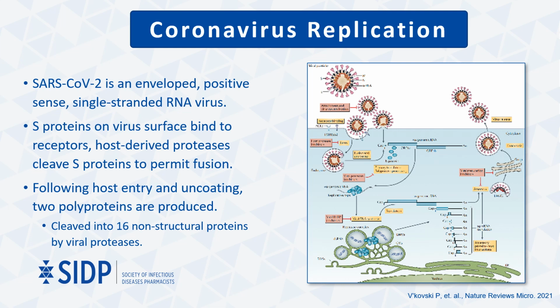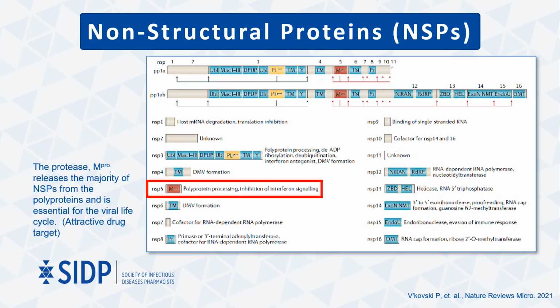Following entry into the host cell and uncoating, 2 polyproteins are produced and then cleaved into 16 non-structural proteins by viral proteases. The primary protease, Mpro, releases the majority of non-structural proteins from the polyproteins and is essential for the viral life cycle. This makes the Mpro enzyme an attractive drug target.